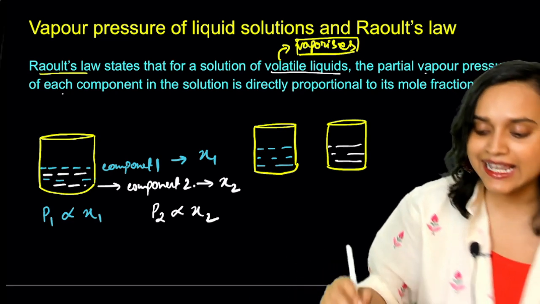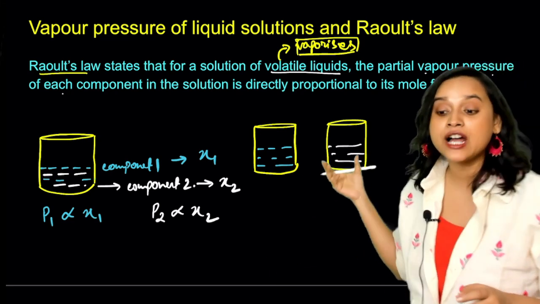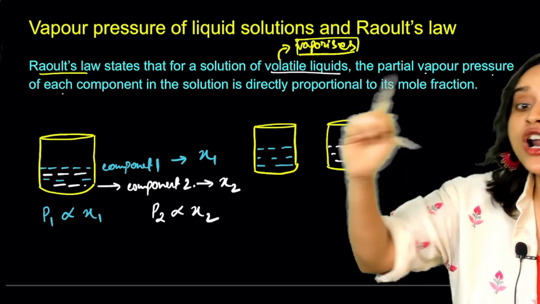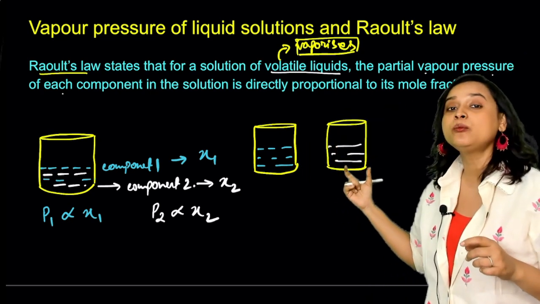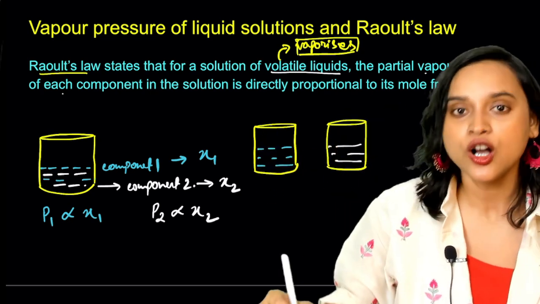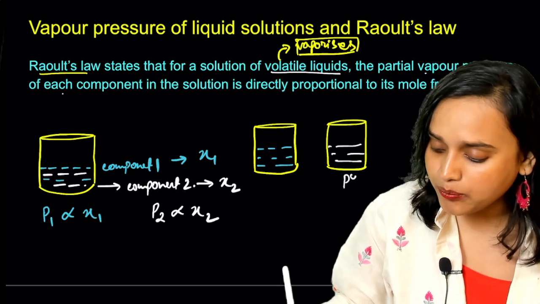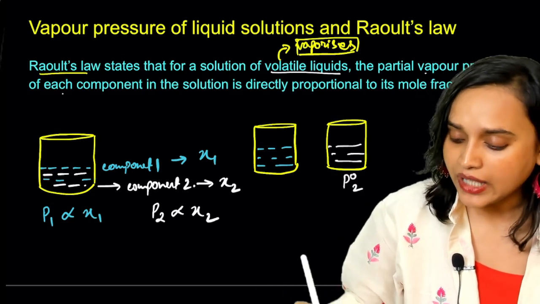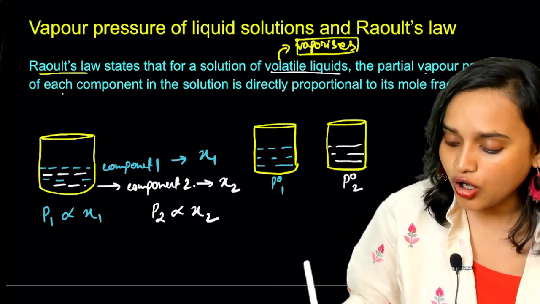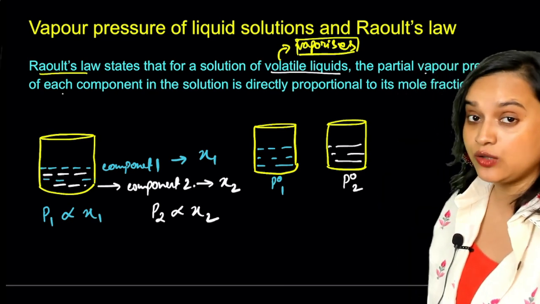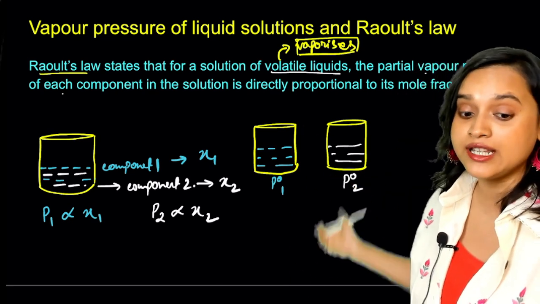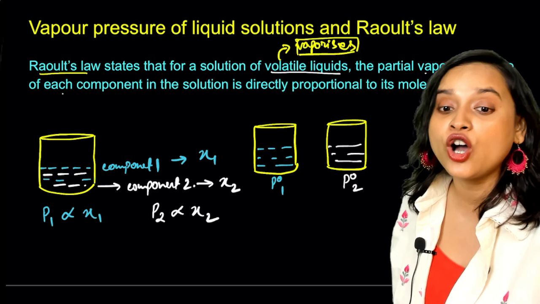So in this case, I am going to say that the partial pressure is for the pure component. This is for the pure component 2, this is for the pure component 1, right? So can this be P naught of 2 and can this be P naught of 1? Do you all agree with this? Yes, both of these were when they were pure, right?